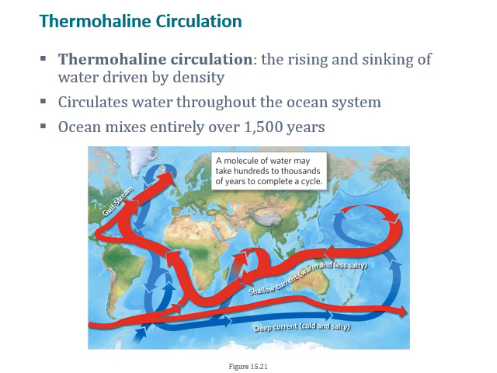All of these factors combine to form something called the thermohaline circulation, which is the rising and sinking of water driven by density on the global scale. This circulates water throughout the ocean system, which mixes entirely over about 1,500 years, and although it may take a molecule of water hundreds to thousands of years to complete a cycle, perhaps if it's stuck in a dense water mass at the bottom of the ocean, or in an area that's in the center of a gyre, for example, where the North Pacific garbage patch is.